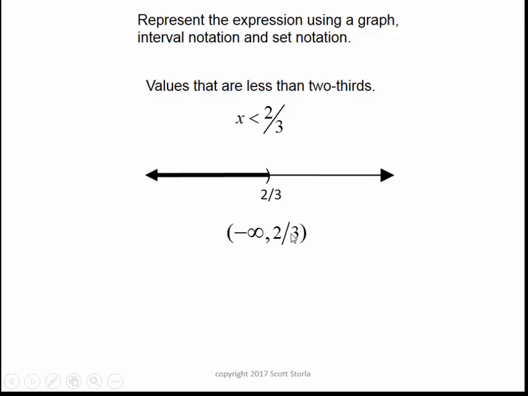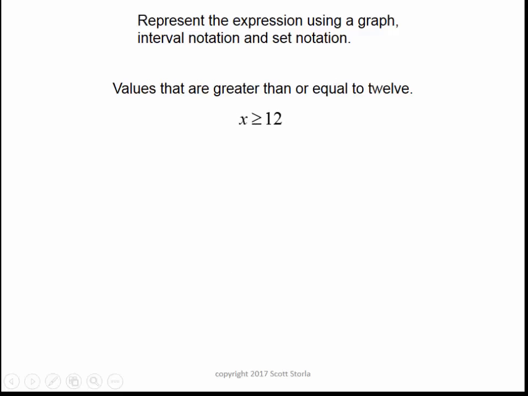And again, we have the parenthesis because 2/3 is not included in the set. And we go to negative infinity, and again it's curved because there is no final negative infinity value. And here's the answer in set notation. Here's another. Please pause the video and try to write the three yourself.